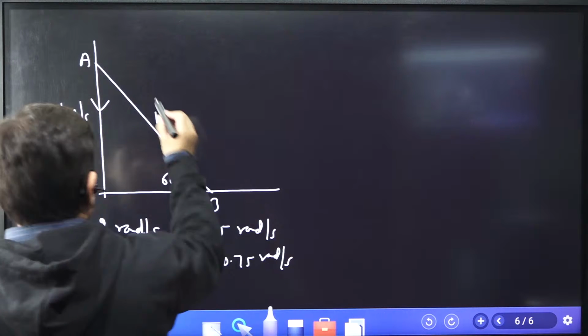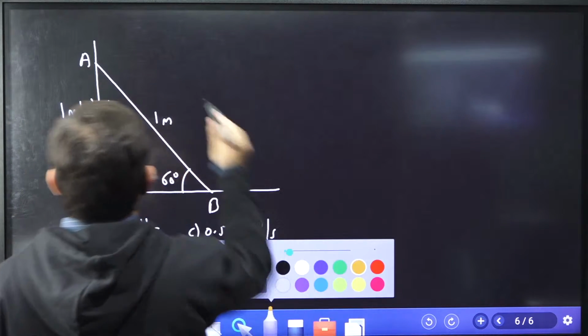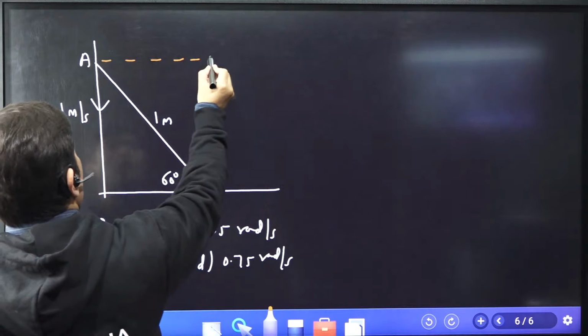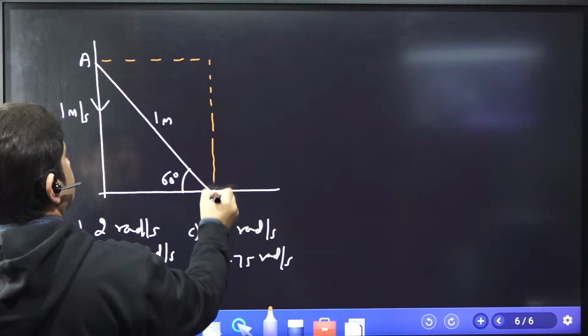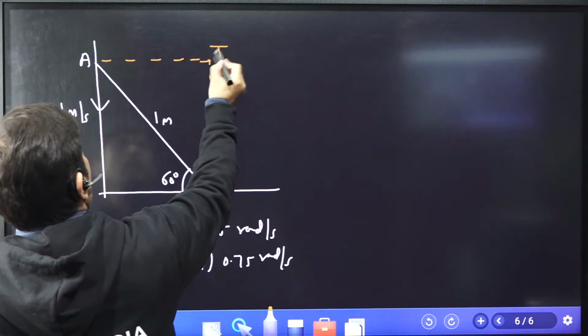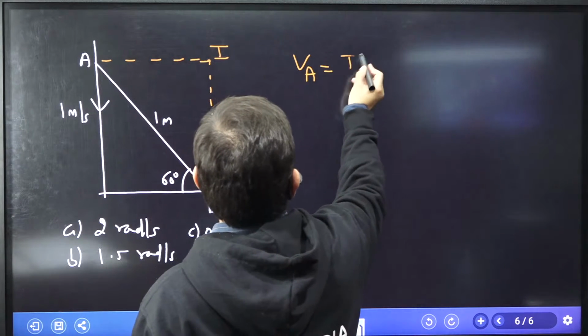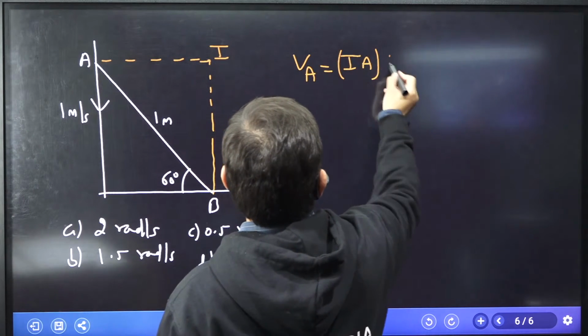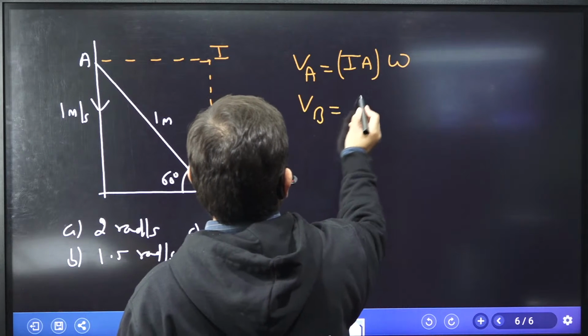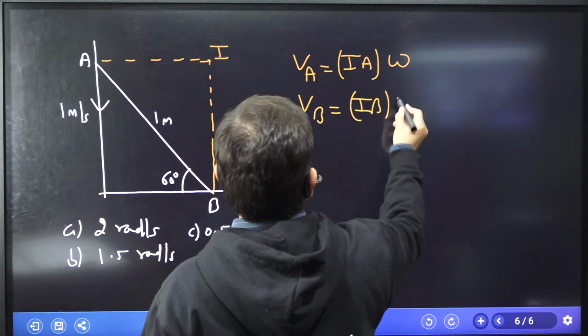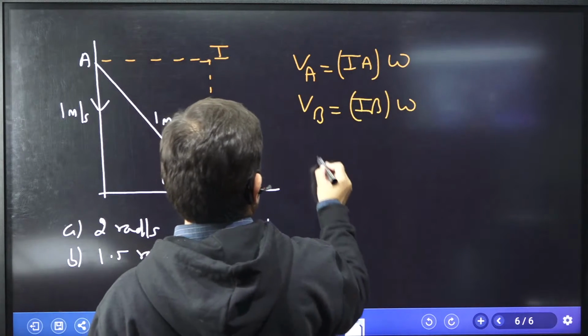I told you, you are to find out now the instantaneous center. You are to find out the I center. This is the I center for us. So VA is equal to IA into omega, VB is equal to IB into omega. We want to find out omega.